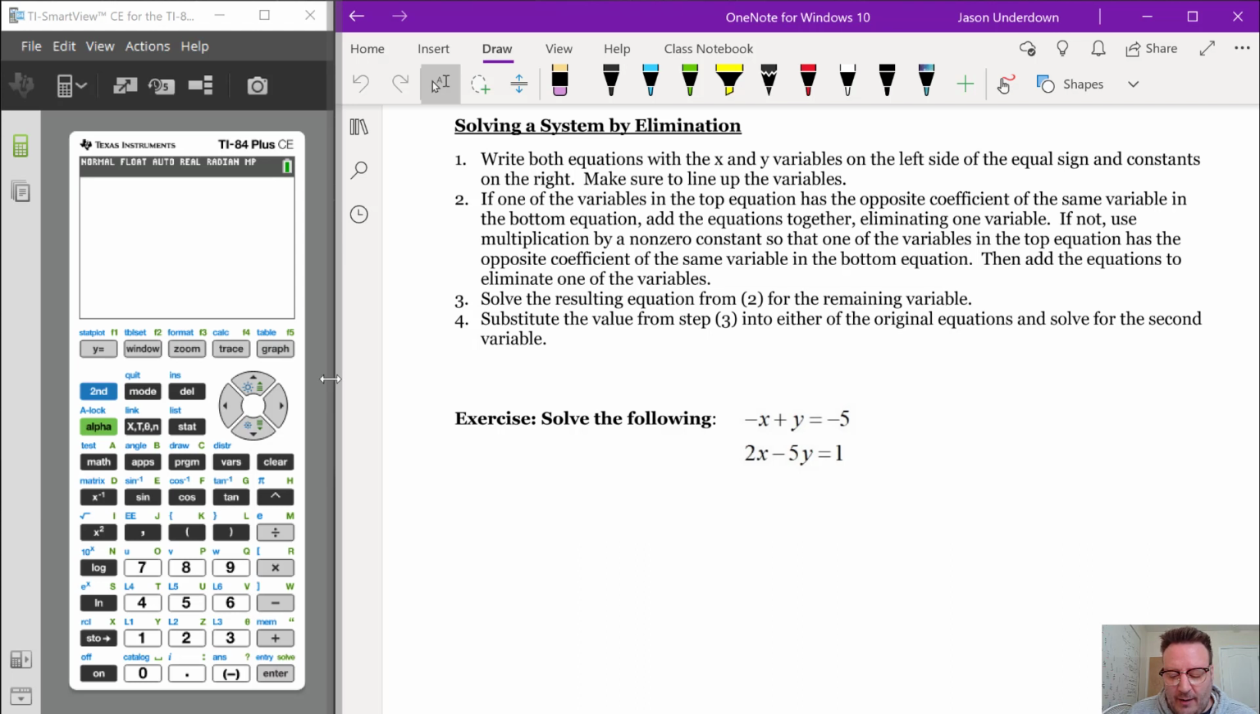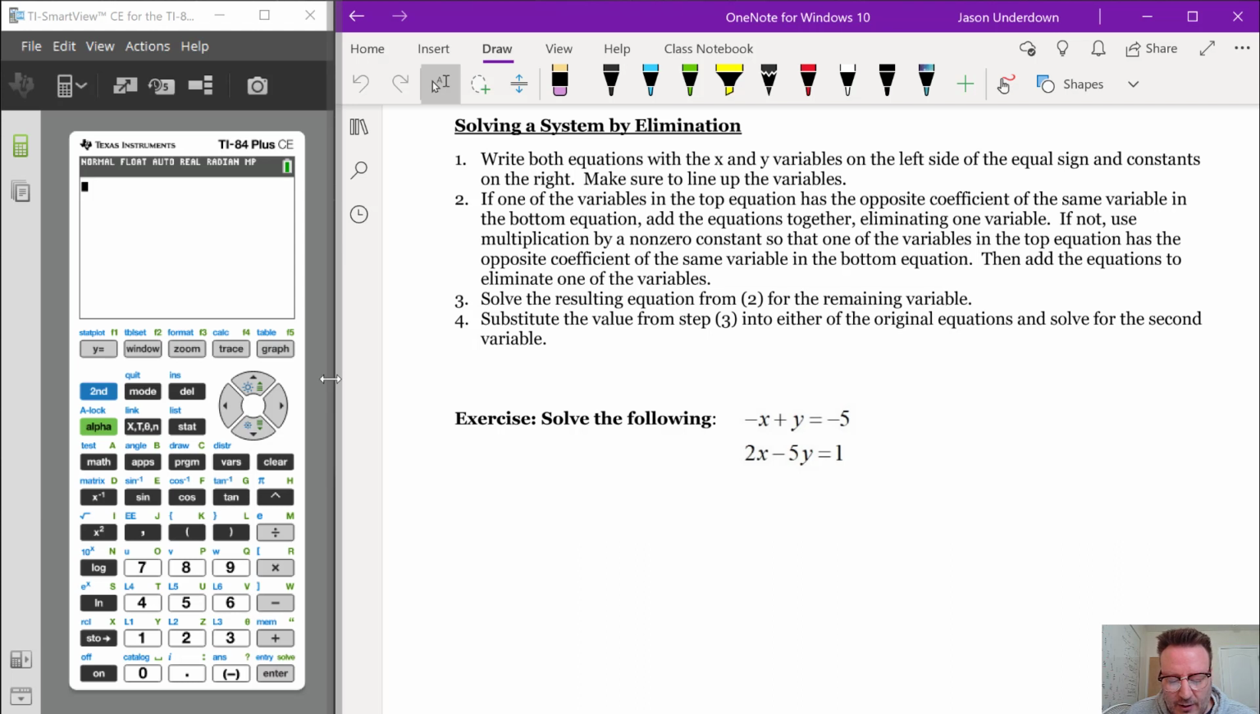Now usually that won't happen, so if not, use multiplication by a non-zero constant so that one of the variables in the top equation has the opposite coefficient of the same variable in the bottom equation. We're just going to multiply one of the equations by something so that we can get cancellation. Sometimes you have to multiply both equations by something to get cancellation, and that's okay too. And then you add the equations to eliminate one of the variables.